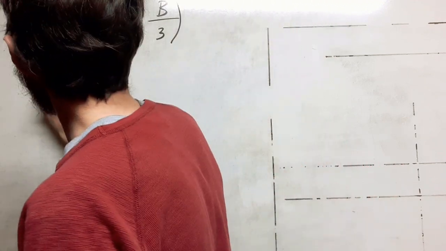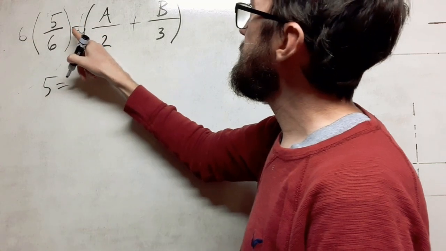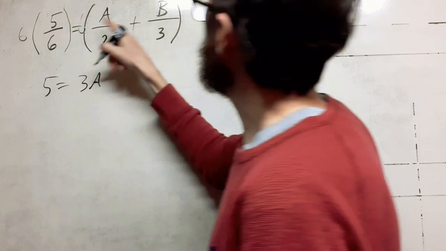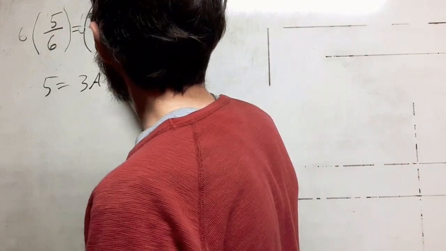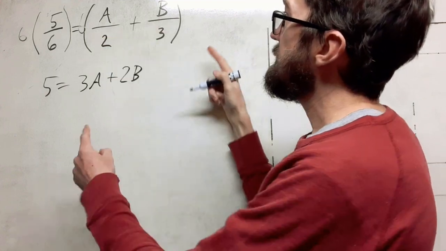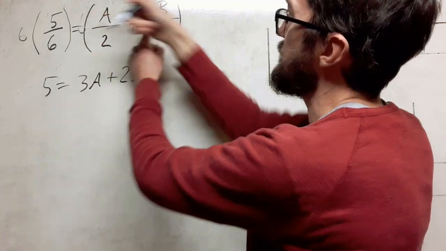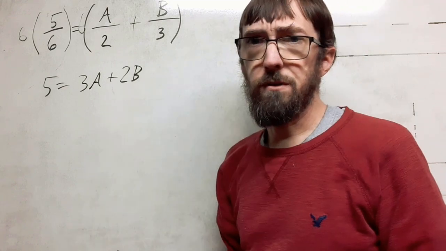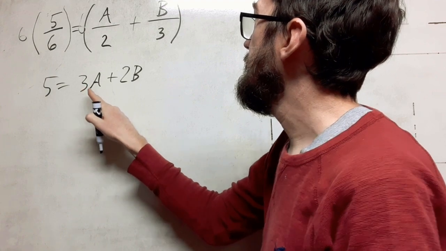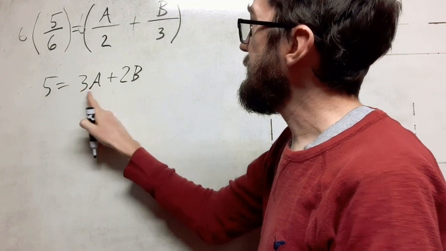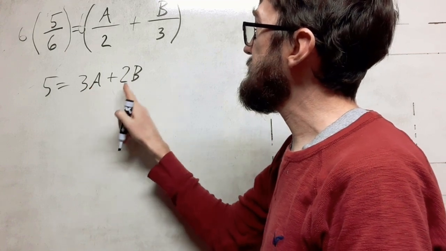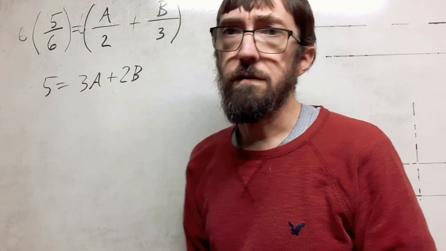These are canceling. So I have 5 is equal to, when I have 6 divided by 2, that is 3. So I have 3a here. And then 6 divided by 3, this is 2b here. So it kind of looks like the denominators switched sides and joined the numerators. So at this point, I need to determine an a value and a b value that I can plug into here so that 3 times a plus 2 times b is equal to 5.